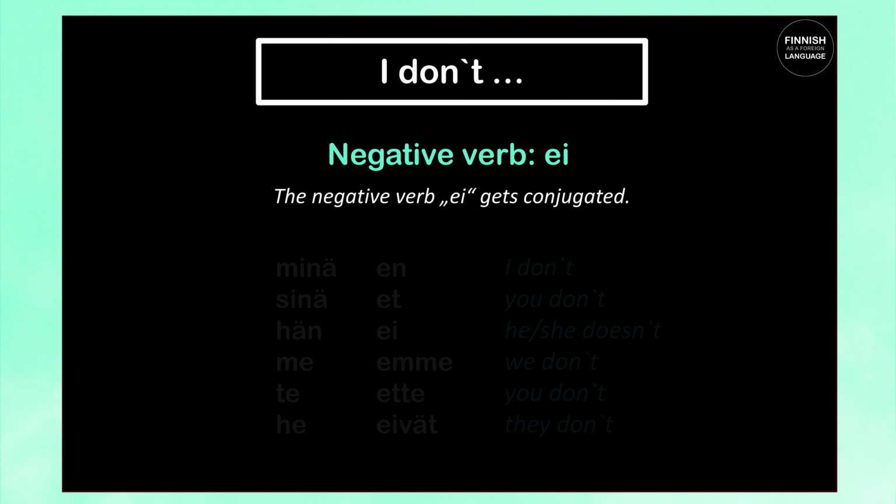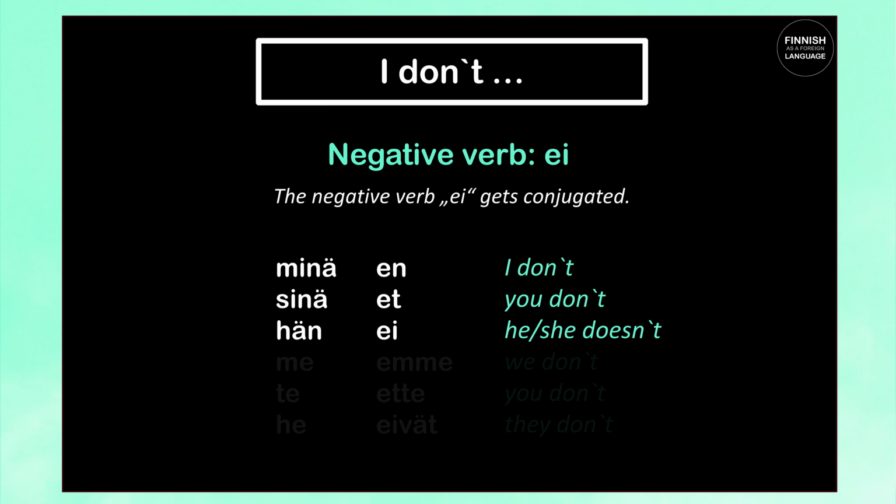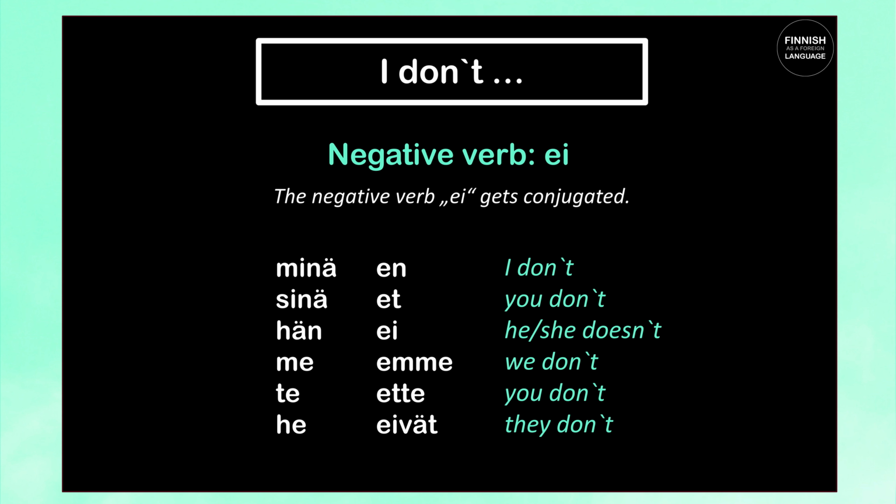In the Finnish language, there is a negative verb which gets conjugated for all persons. So let's see what it means. I don't in Finnish is minä en. You don't is sinä et. He or she doesn't is hän ei. We don't is me emme. You don't plural is te ette. And they don't is he eivät.